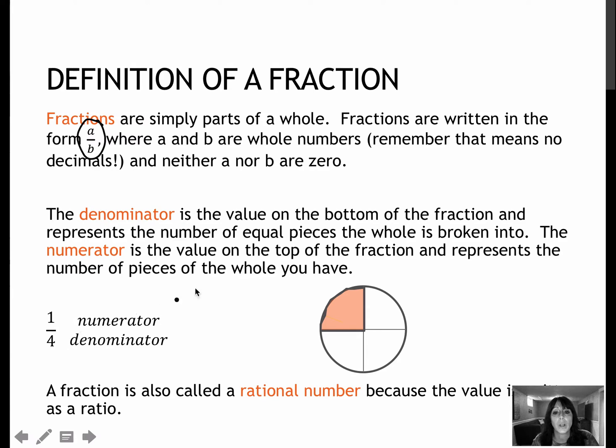Our numerator represents, obviously, the top of the fraction. It represents the number of pieces of the whole that you have. So here, notice that 1 is filled in, sort of clumsily, and so 1/4 is my fraction. So I have 1 piece out of 4 pieces is what that means. This is also called a rational number because it's written as a ratio. A ratio just means a fraction.